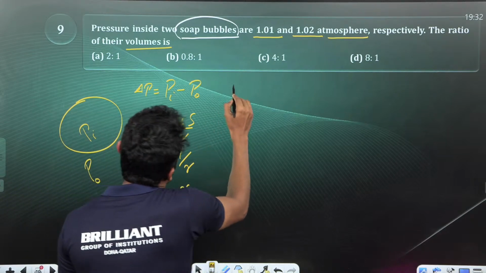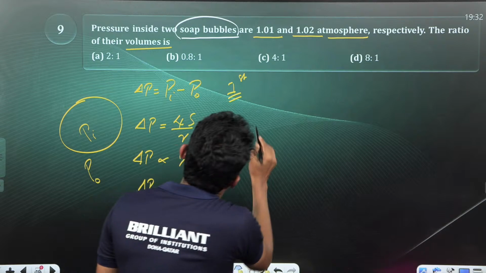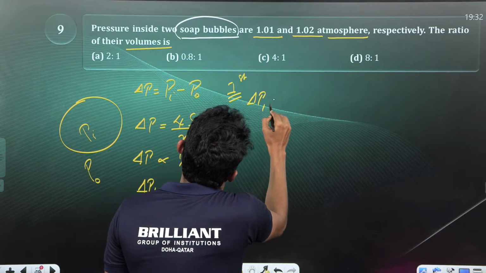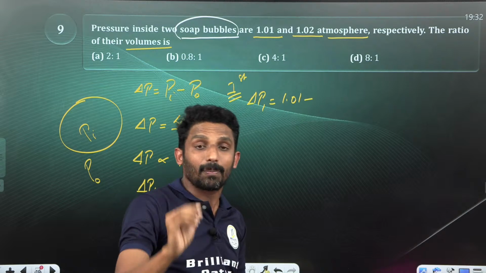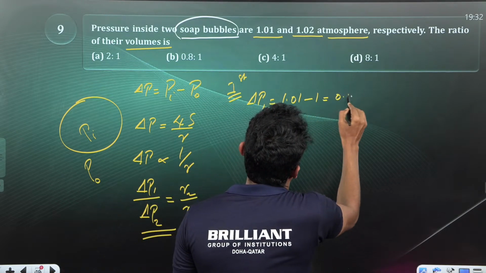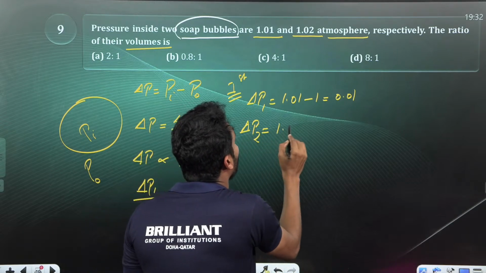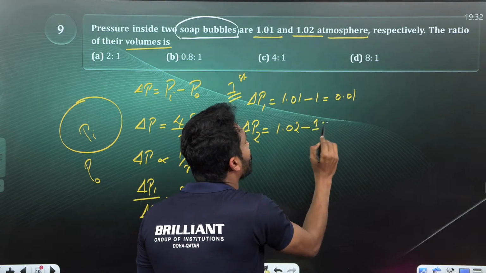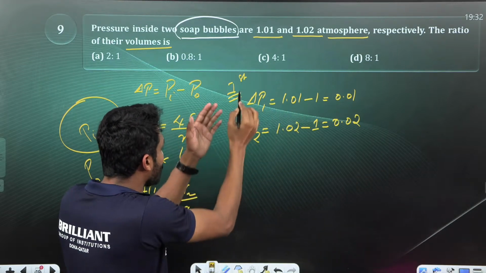Now in the case of the first bubble, what is the inside pressure and what is the outside pressure? For the first bubble, the inside pressure is 1.01 atm and the outside pressure is 1 atm, so delta P1 is 0.01 atm. And in the case of the second bubble, the inside pressure is 1.02 and the outside pressure is 1, so it is 0.02. Isn't it? Now what is this ratio?